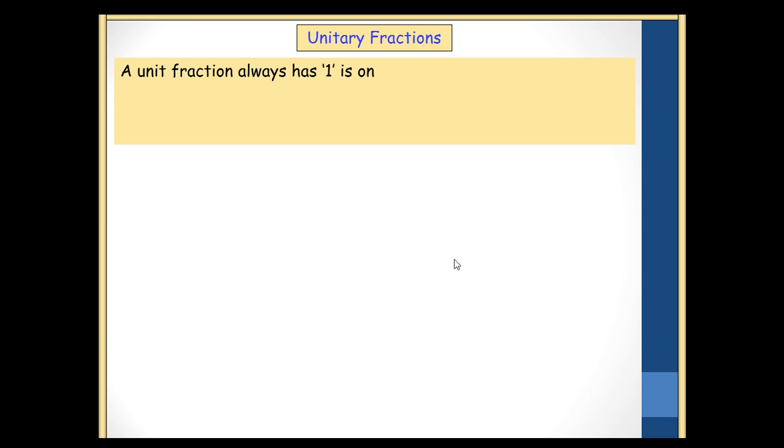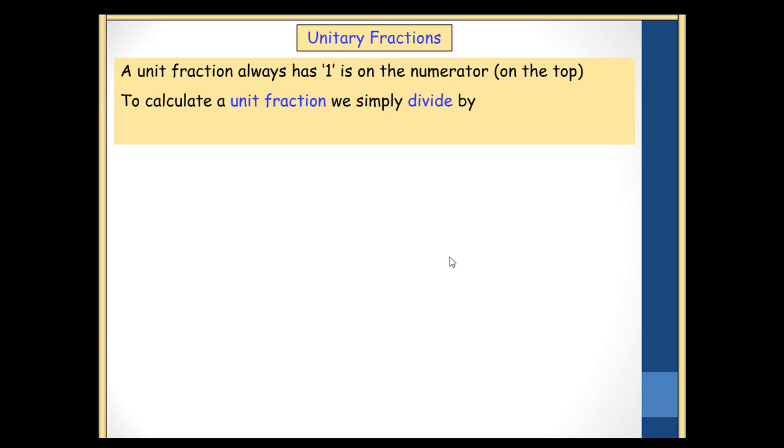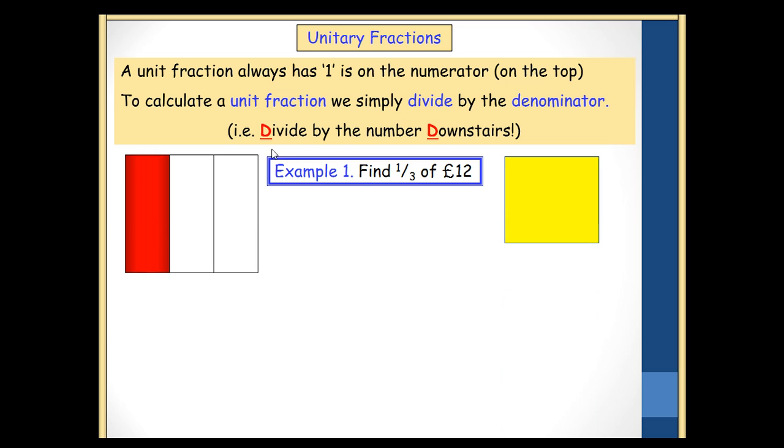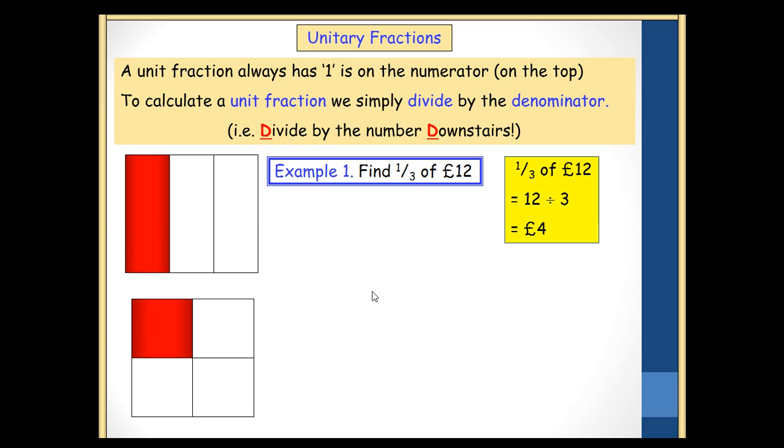We'll start with unitary fractions. A unitary fraction, or a unit fraction, has 1 at the top, on the numerator. So to calculate a unit fraction, we simply divide by the denominator, divide by what's downstairs. What you can see here is 1 out of 3 shaded, so that would be a third. So if I said find a third of 12, if the whole lot of that was 12, you would split it into 3. So we divide by the denominator, what's downstairs, and we divide by 3. You could do that mentally. I'm just showing you divide by the denominator.